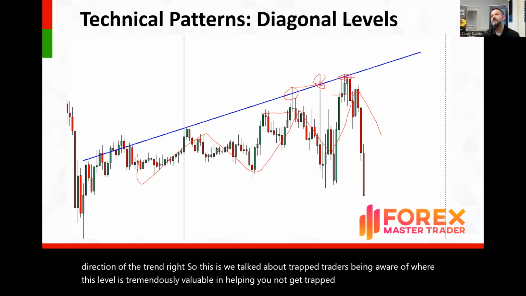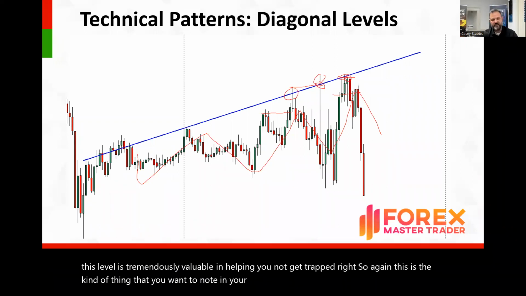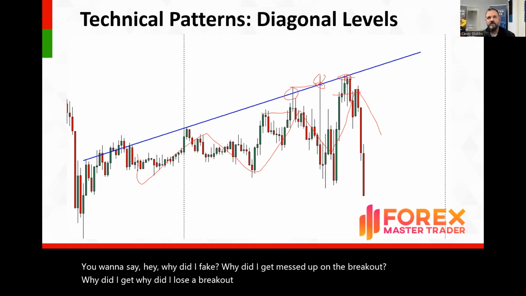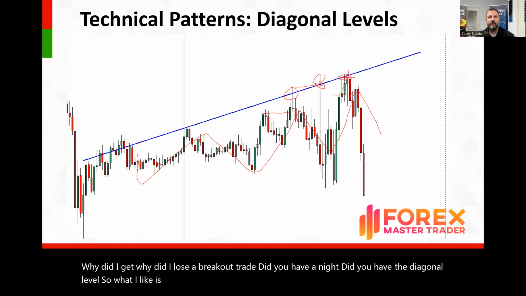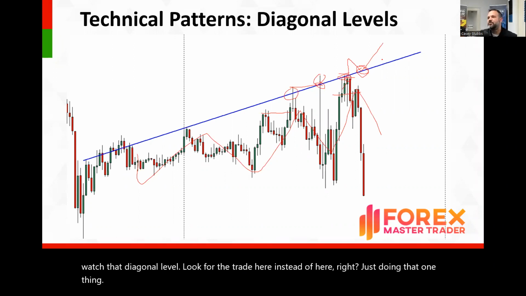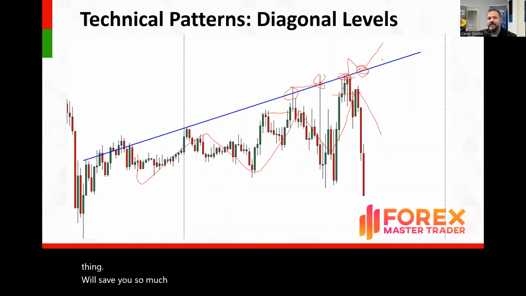So again, this is the kind of thing that you want to note in your journal. You want to say, hey, why did I get messed up on a breakout? Why did I lose a breakout trade? Well, did you have the diagonal level? So what I like is a diagonal breakout up here, and then there, and then go. Watch that diagonal level. Look for the trade here instead of here, right? Just doing that one thing will save you so much pain on a breakout. It's literally unbelievable, right? Literally.